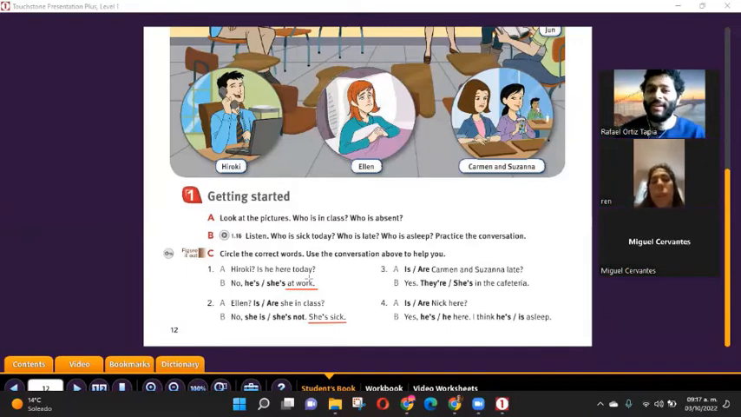So, okay, remember connected speech, right? Do you remember when you say he's asleep? You need to connect the S with the A. He's asleep. Exactly. Yes, he's asleep. Okay, fine. So now we can move on to the next part.